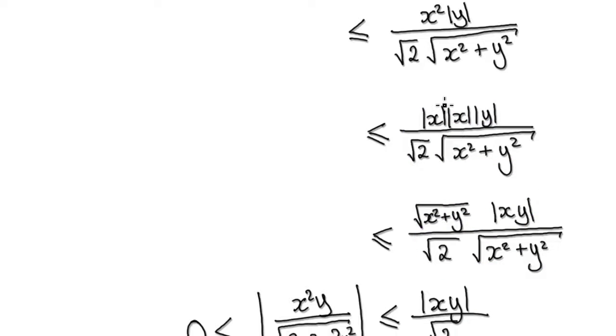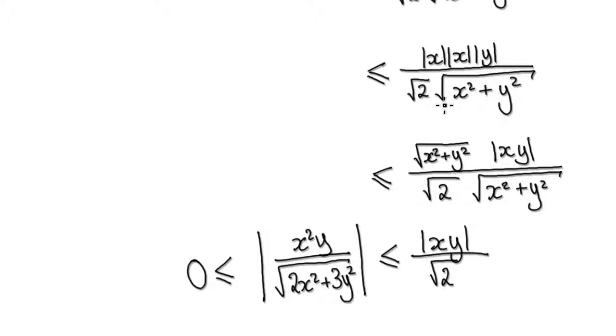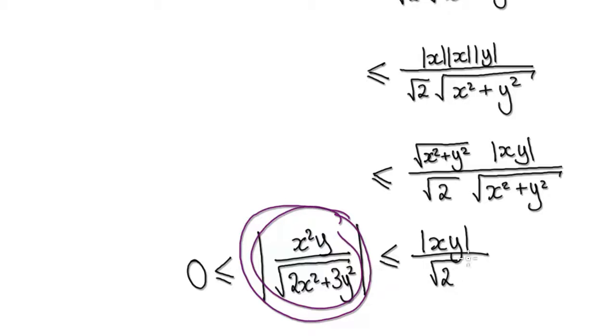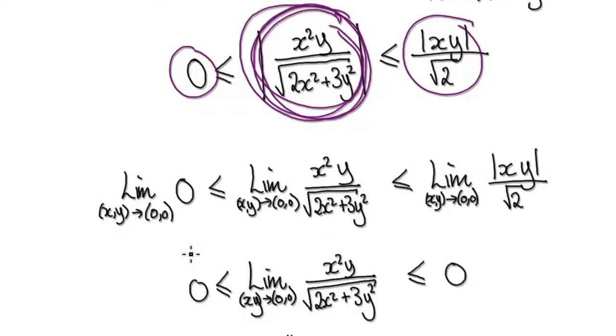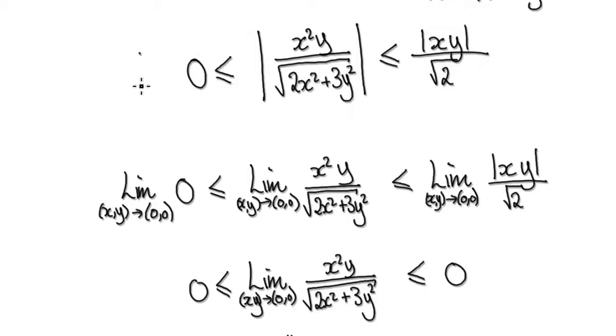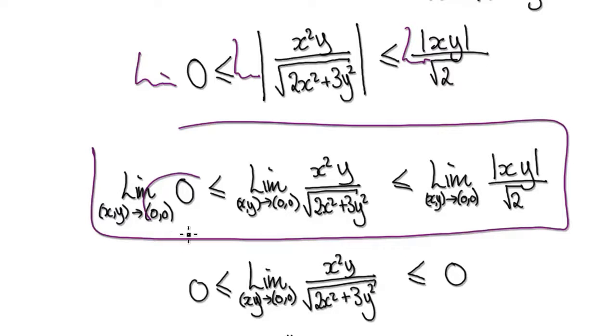And now looking at this, the function that we were interested in was this. Well, this thing here is always going to be less than or equal to this thing. This thing here will always be bigger or equal to 0. So now we can take the limit of all three. Take the limit of this, take the limit of this, take the limit of this. That will then take us to here. The limit of 0 is 0.